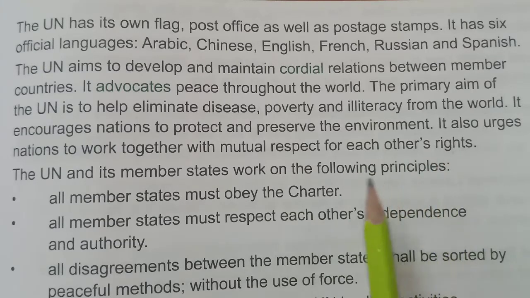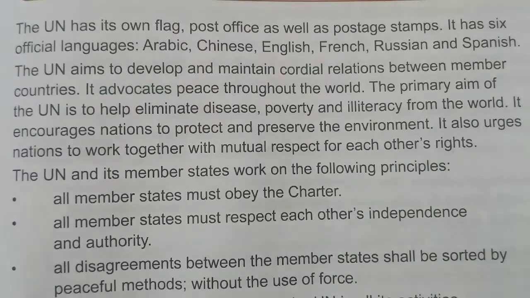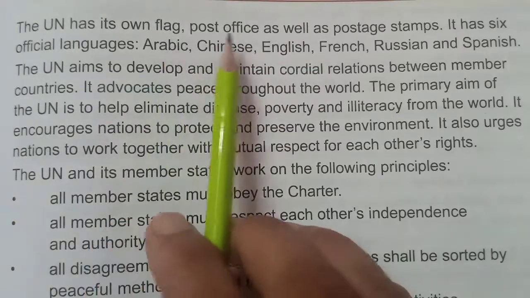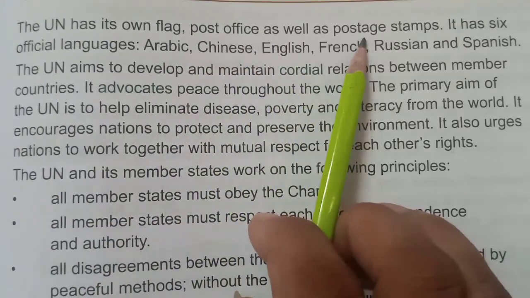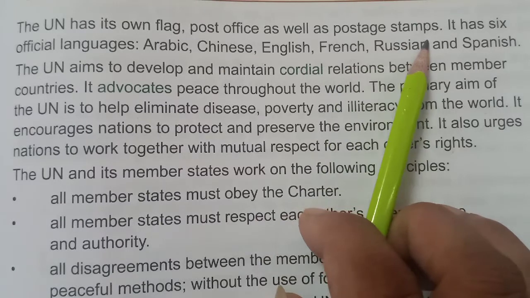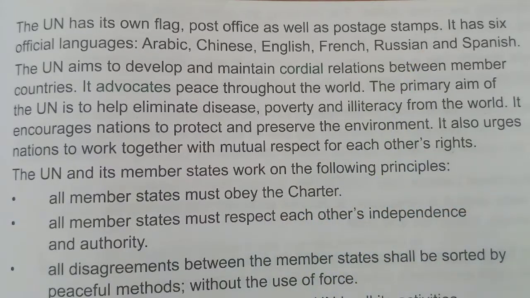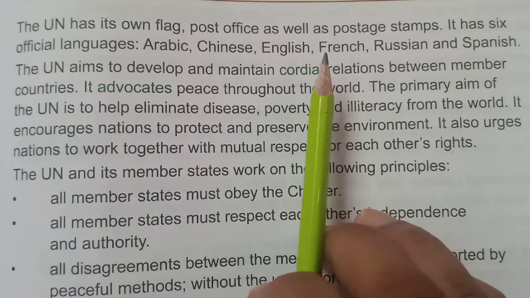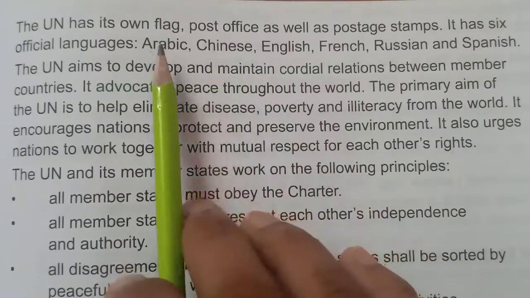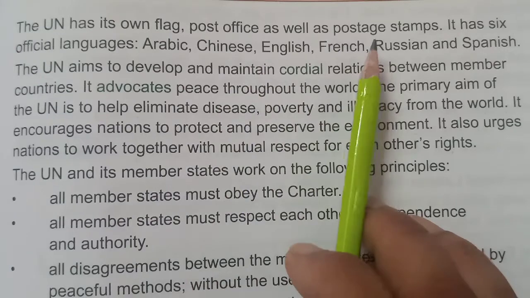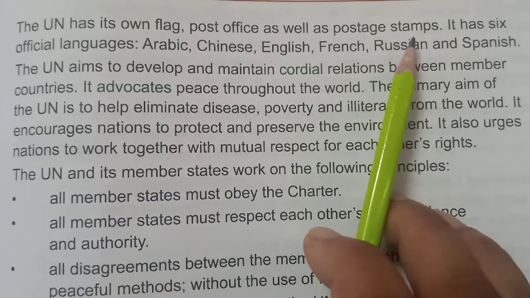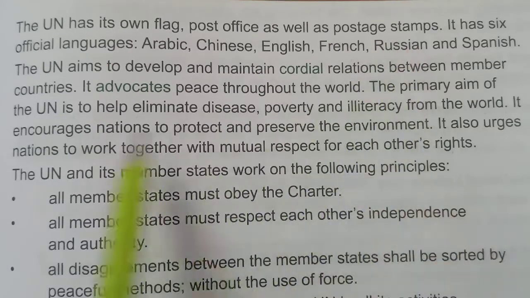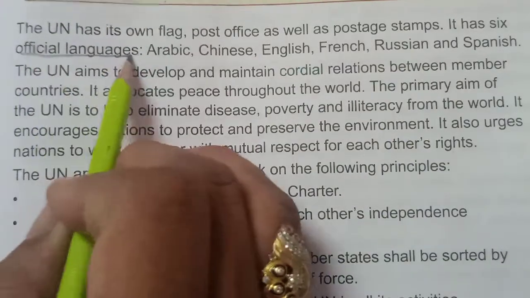So children, the UN we have studied has its own flag, post office, as well as postage stamps, as it is an independent entity. It is an individual body, okay? That's why it has its own flag, post office, as well as postage stamps. And the most important is that it has 6 official languages.